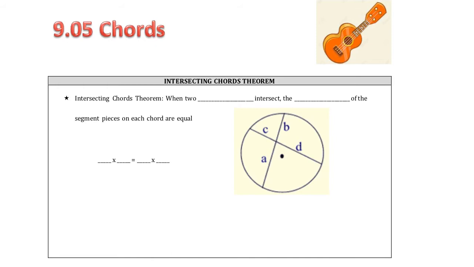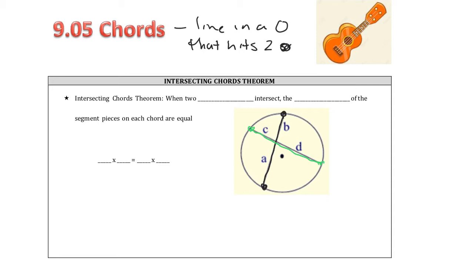So I'd say 9.05 is probably one of the easiest things that we're going to learn in the circles unit, and it's about the chords. Now a chord is a line in a circle that hits two sides, or the sides of the circle. So for example, this is a chord in black. This is another chord. Now they don't have to go through the center. They could go through the center, but we call that a diameter then. So basically it's like a diameter, but it doesn't have to go through the middle. So that's what a chord is.